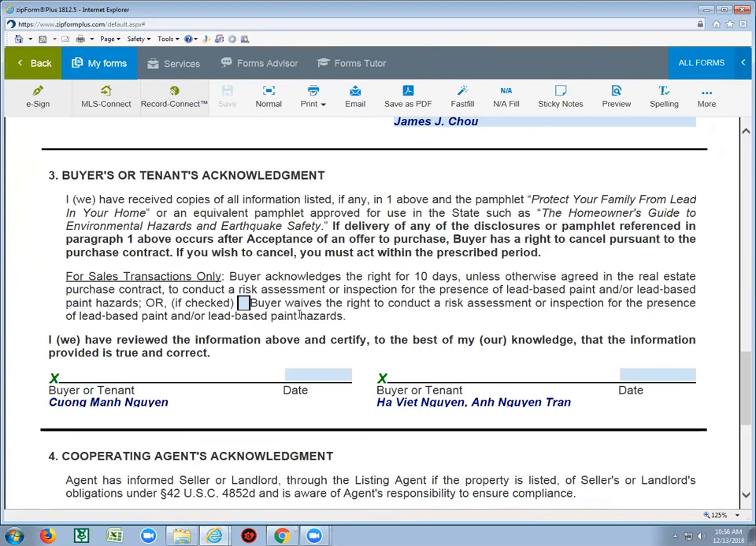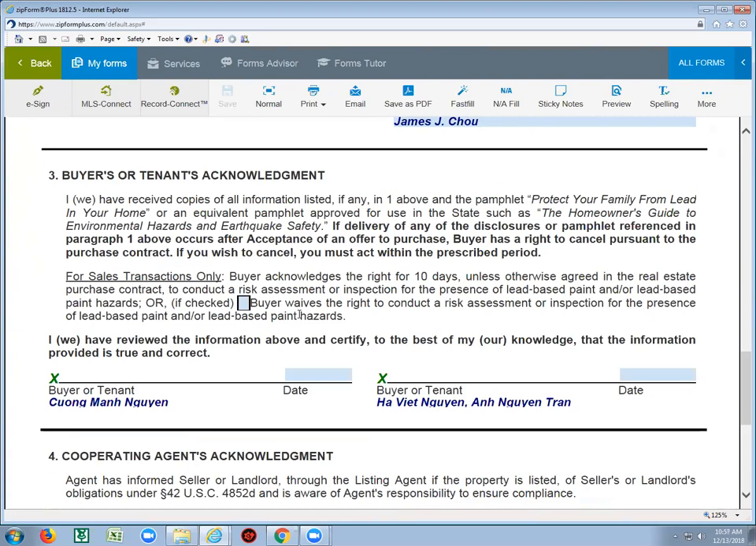If you did not give the pamphlet, okay. The pamphlet is like a booklet on lead-based paint, earthquake, and safety. Our front desk actually has it, or you can check with the Zip Form library. It's about 50 or 60 pages. All you need to do is email it to the buyer. The seller is supposed to give us the pamphlet.